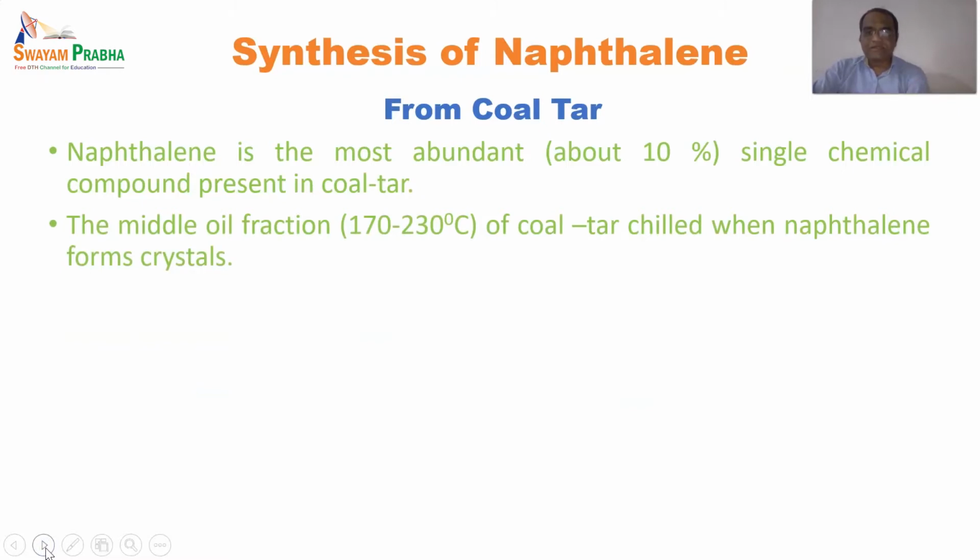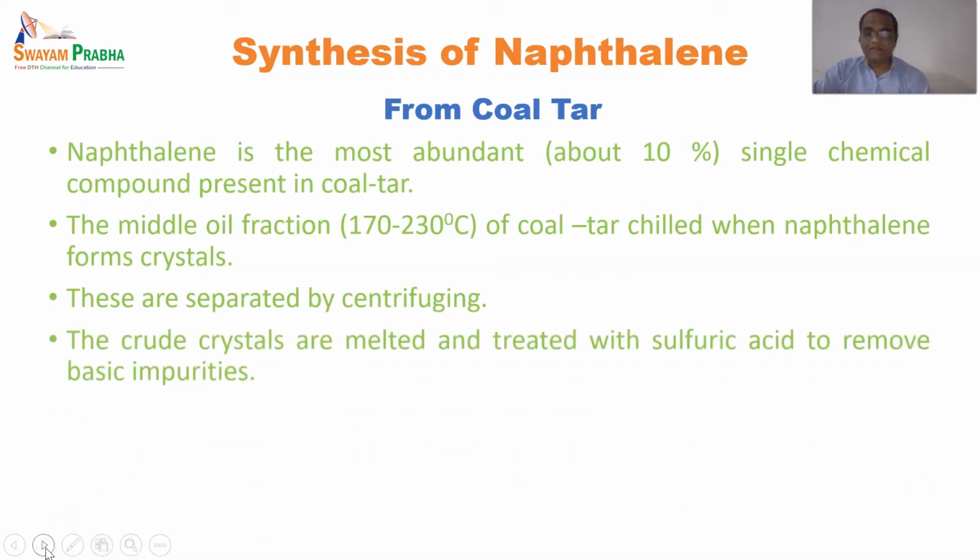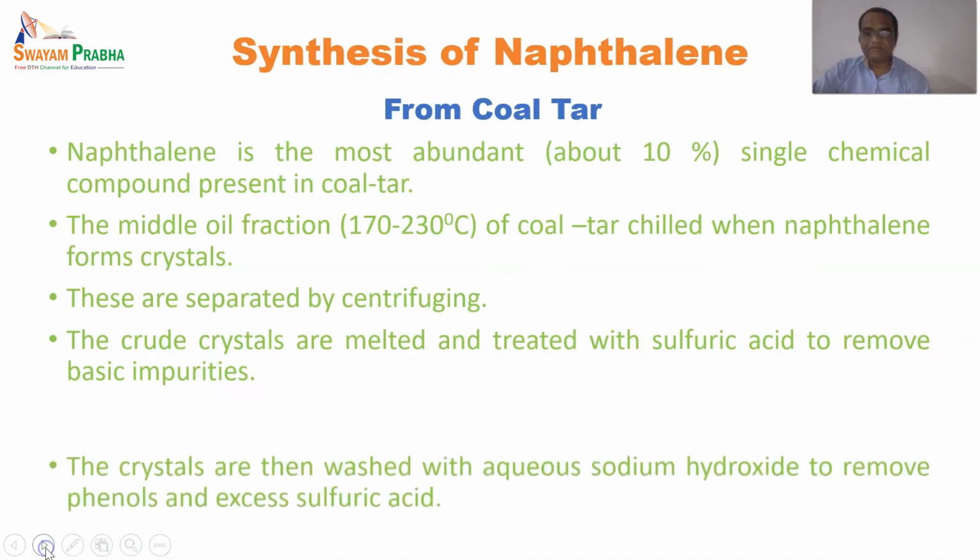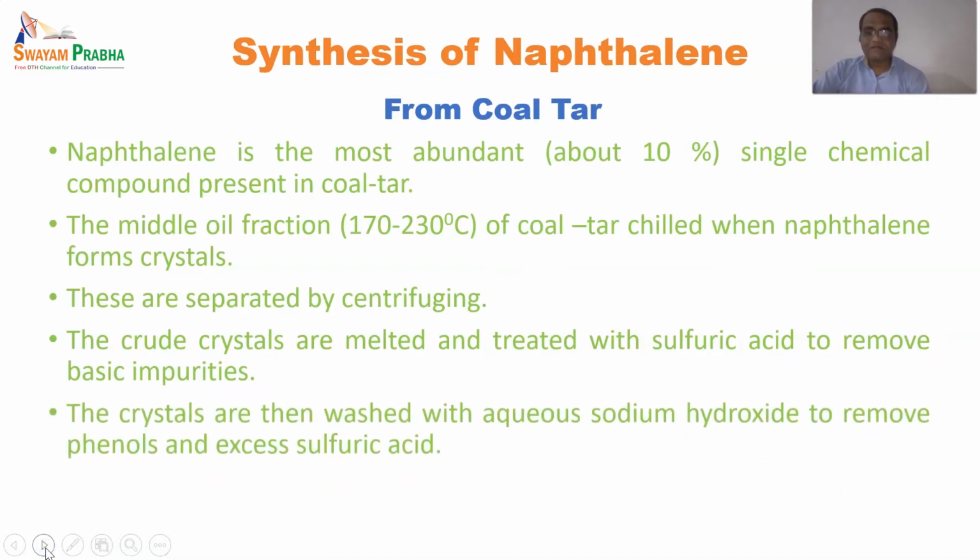The middle oil fraction of coal tar, at a temperature of about 170 to 230 degrees Celsius, is chilled, and after chilling it forms naphthalene crystals. These are separated by centrifuging. The crude crystals are melted and treated with sulfuric acid to remove basic impurities. The crystals are then washed with aqueous sodium hydroxide to remove phenol and excess sulfuric acid.